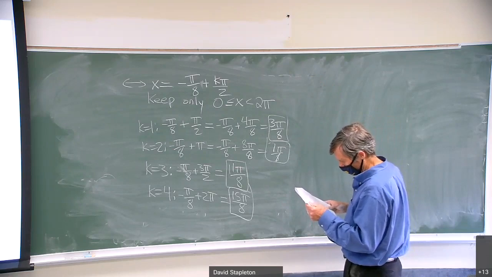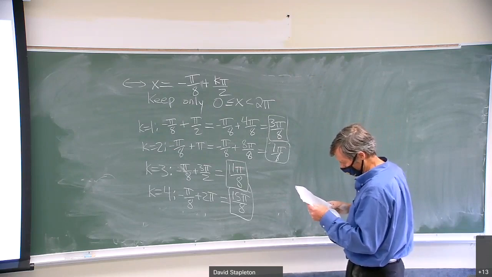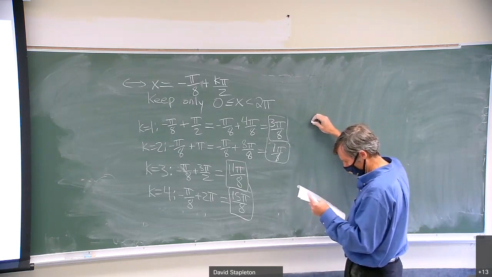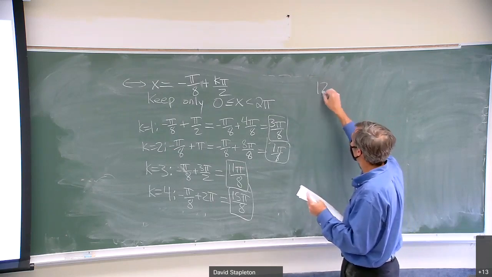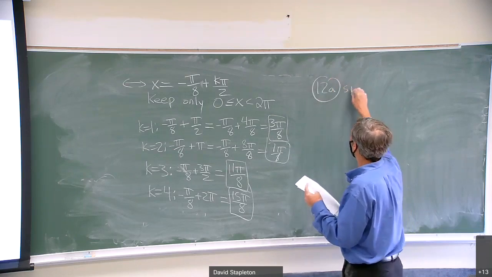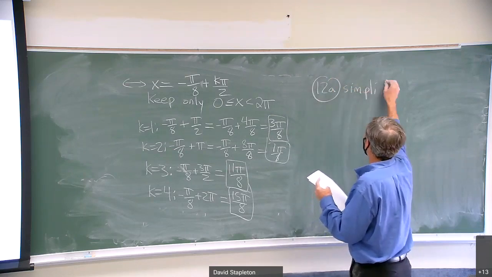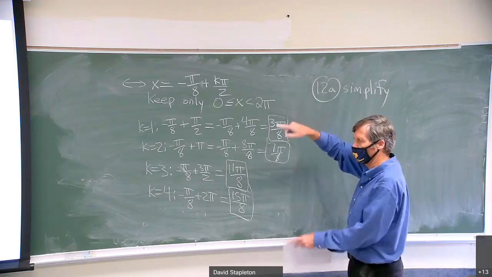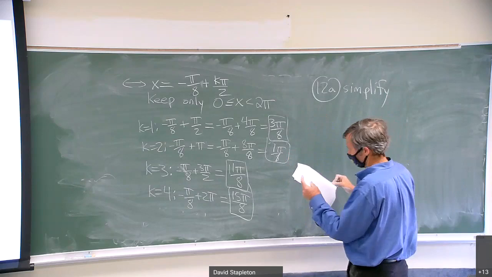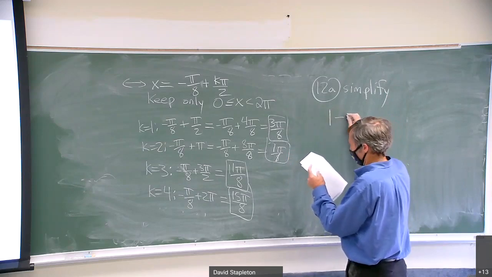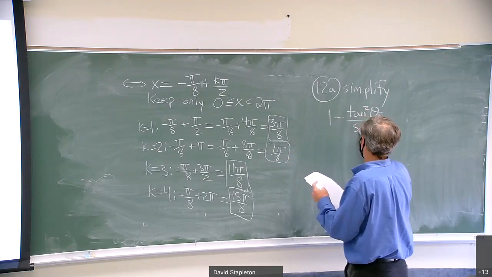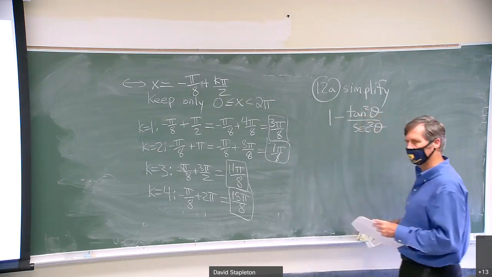So let's do this one. Let's try 12A. Well, I said simplify this. And by the way, verifying trig identities, you just do the same thing, but work both ends towards the middle. So it's just one more rule. All right, 1 minus tangent squared theta over secant squared theta. How about that?